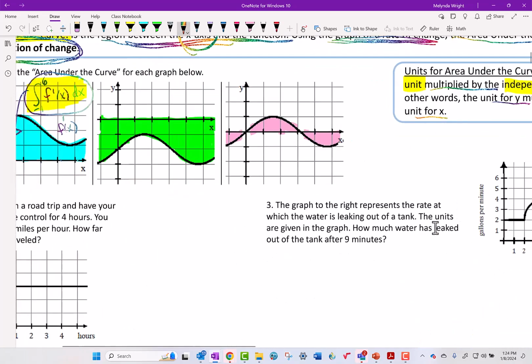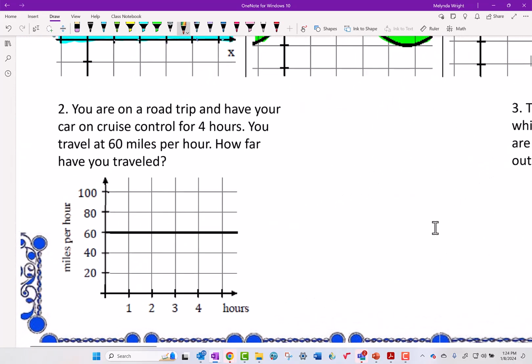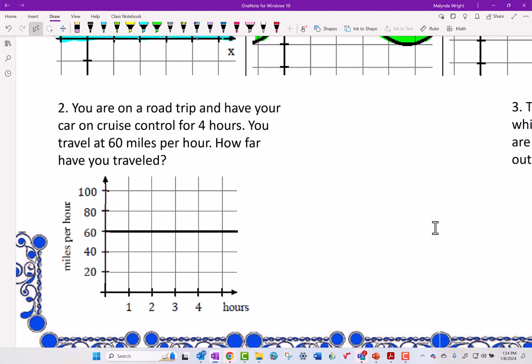So on number 2, they're asking us, say we're on a road trip and we have your cars on cruise control for 4 hours. You travel at 60 miles per hour. How far have you traveled? Basically, here's our miles per hour, here's how fast we would go, and here's how many hours we're driving. If we are driving 60 miles an hour, which is this dark line right here, for 4 hours, this would be the area that we would need to calculate. Now, it's just a rectangle, so we don't really need calculus to calculate this.